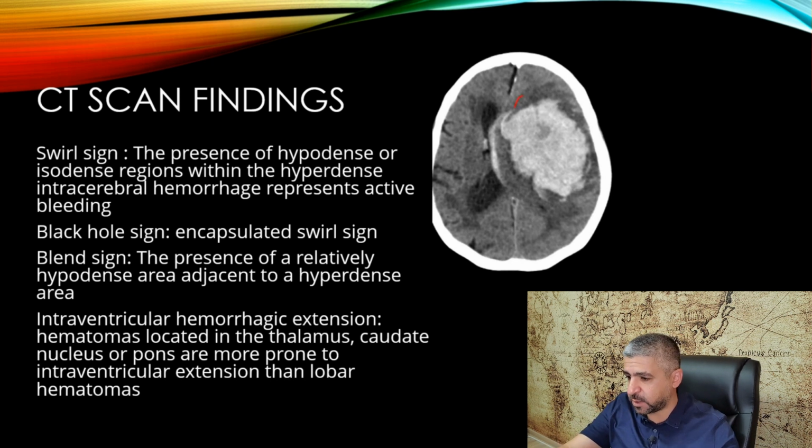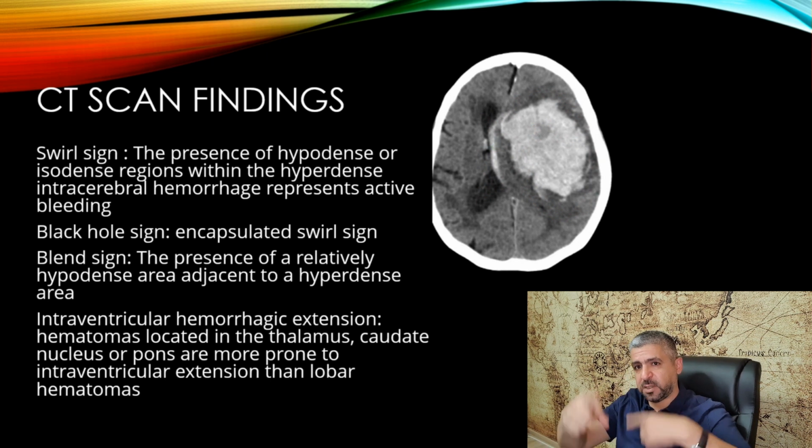For example, if you can see here, this is a large hematoma with areas of hypodensity within the hematoma. And of course, it's causing herniation to the other side. It's going a little bit into the ventricle, causing intraventricular hemorrhage. And this is what's called the swirl sign. It's like a swirl. And this indicates active bleeding. Bleeding is still going on.